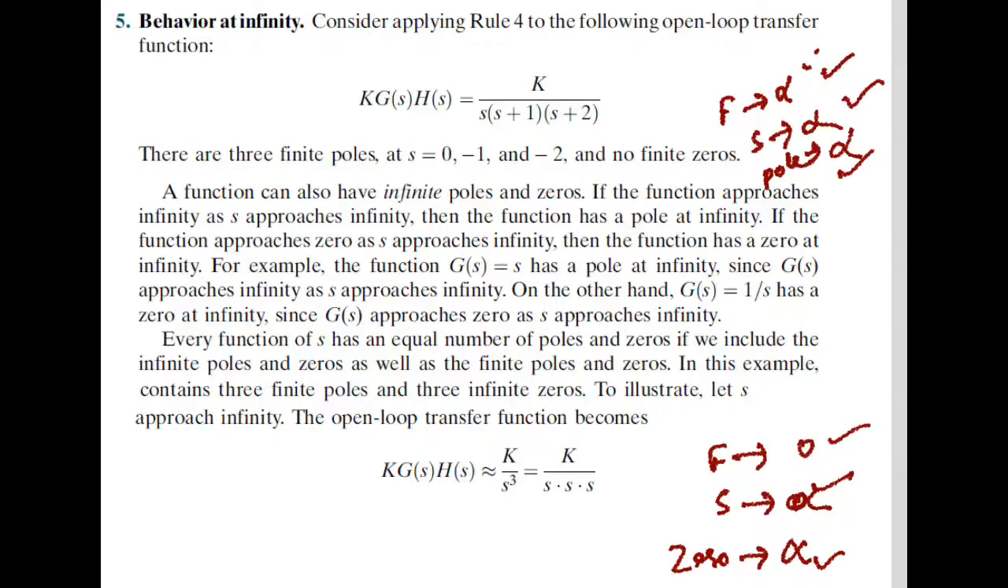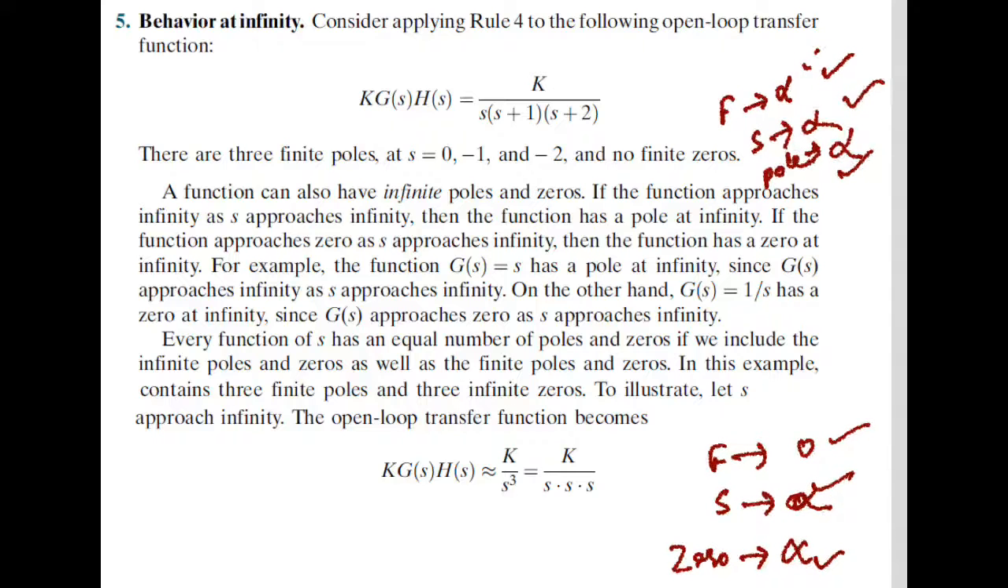Now every function has an equal number of poles and zeros if we include the infinite poles and zeros as well as the finite poles and zeros. So the poles and zeros of every function are the same in number. In this example you will see that it has 3 finite poles and 3 infinite zeros, which means that the numbers of poles and zeros must be the same.